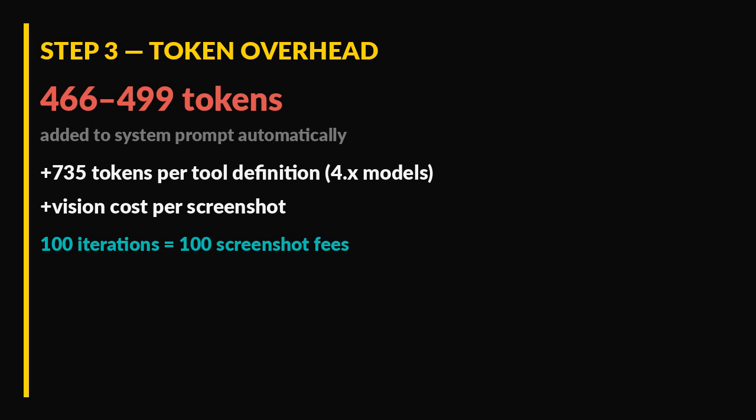Step 3. The token overhead you need to plan for. Computer Use is not free to run at scale. The beta system prompt adds 466 to 499 tokens automatically. Each tool definition for Claude 4.x models costs 735 tokens on input, and every screenshot you pass to Claude is billed at the standard vision pricing rate. If you run 100 iterations in an agent loop, you are paying for 100 screenshots on top of all the text. Source document docs.anthropic.com. This is why most production computer use deployments use Claude Sonnet 5 rather than Opus 5. The mechanical precision is close enough, and the cost difference is significant when you're doing hundreds of actions per task.